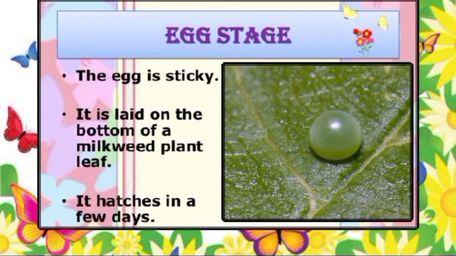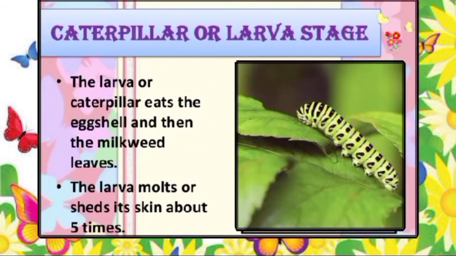First stage, the egg stage. The egg stage usually lasts 3 to 7 days, but this can vary quite a bit among different species of butterflies. So the egg is sticky and it is laid on the bottom of a milkweed plant leaf, and it hatches in a few days. Next stage is the caterpillar stage.